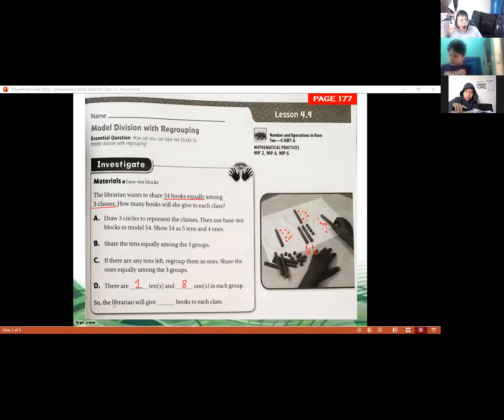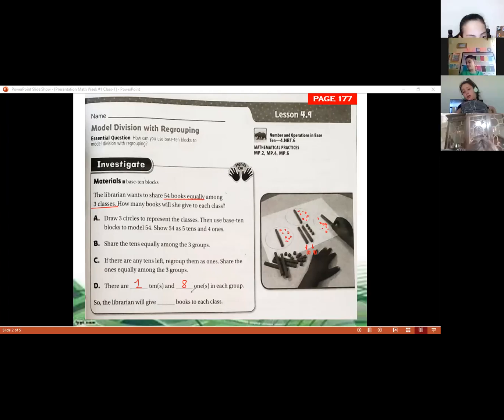Now the total answer for this, because we completed step letter D, but the answer says, how many books will she give to each class? How many books, class? How many books will each class have? 18. 18, that's right, excellent. There will be 18 books in each class, perfect. 18 books to each class.